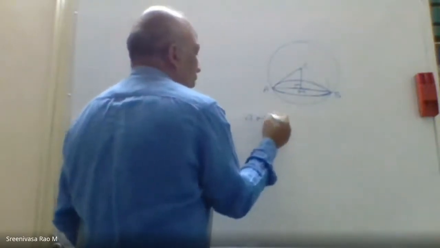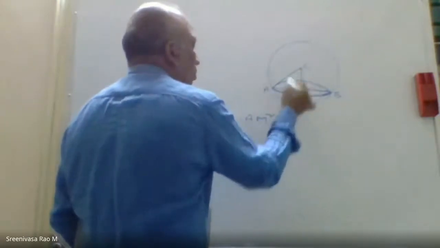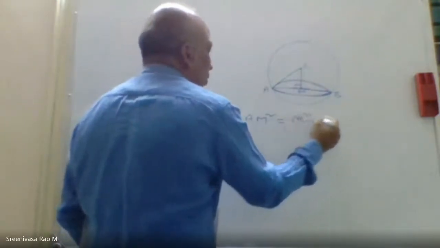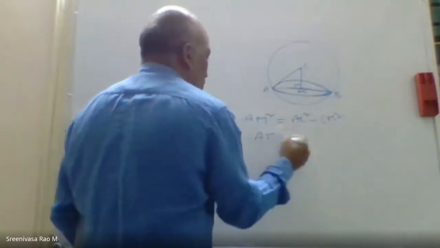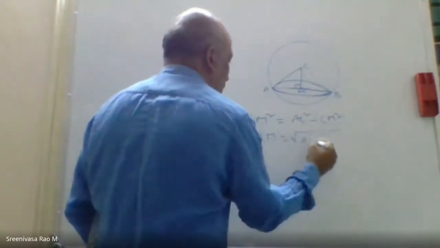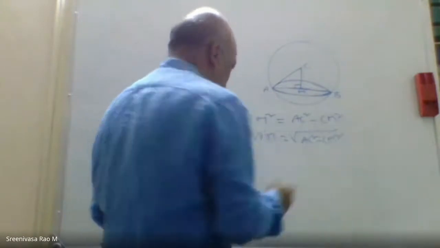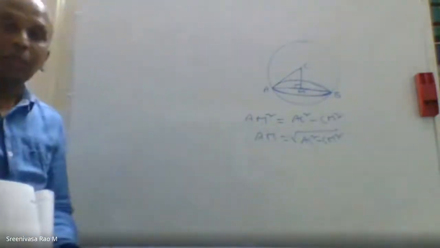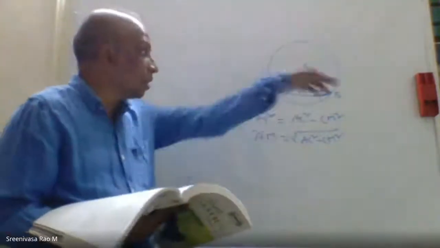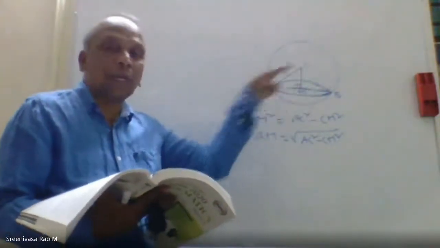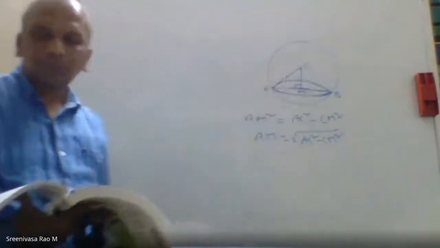So AM square is equal to AC square minus CM square. So AM is equal to root of AC square minus CM square. What is AM here? The radius of the circle where the plane cuts. When a plane cuts like this, it will form a circle shape inside.